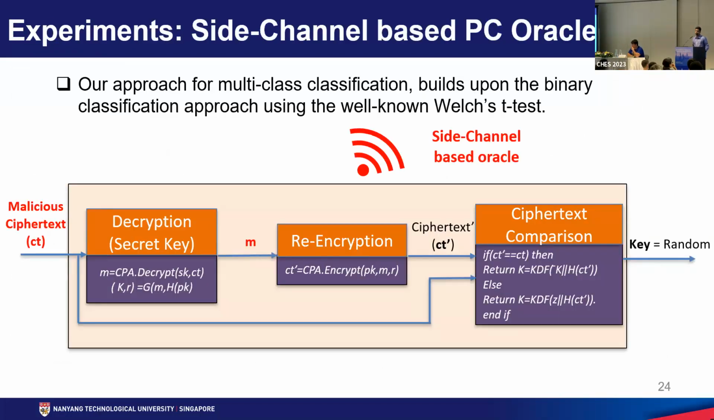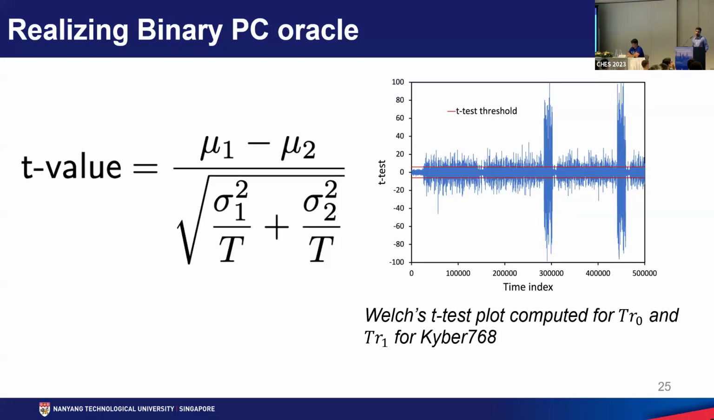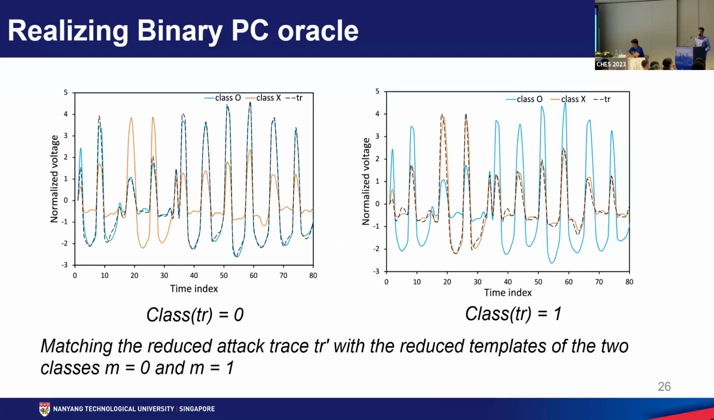So this is a very fundamental one. I hope everybody knows this. We normally do the Welch t-test to classify the attack traces in side channel analysis. This is the formula for calculating the t-value, which will give you the point of interest. Then you can use it to generate the filter trace, and you can use it for the analysis. And for binary PKE oracle attack, it is straightforward. You'll definitely be able to classify the attack traces based on the templating phase.